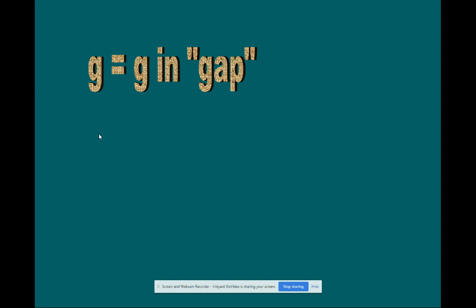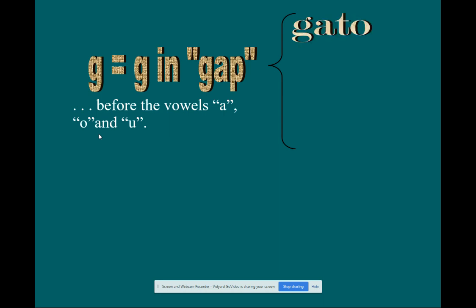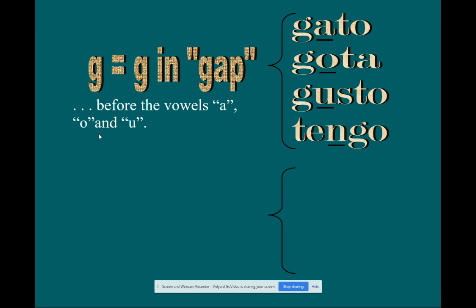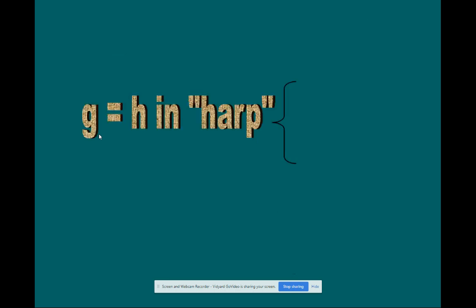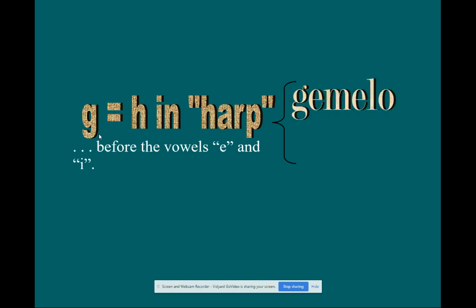G as in G in gap. Before the vowels A, O, and U: gato, gota, gusto, tengo, pagar, lago, igual. G as in H in harp. Before the vowels E and I: gemelo, gitano.